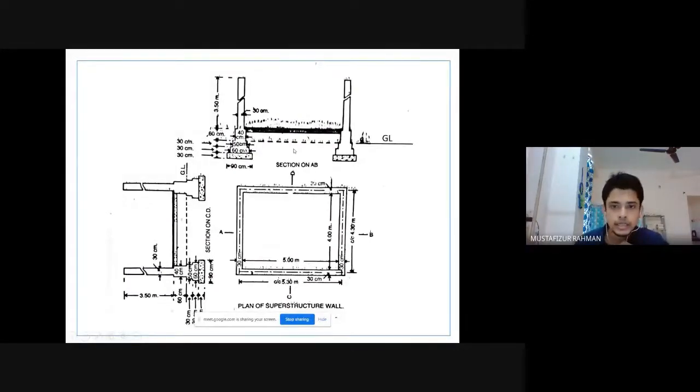This is the plan and sectional view of the drawing. The footings are stepped footings. The dimensions are given to us. From this diagram, we will have to calculate the volume of work. The inside dimension of the room is given, 5 meter by 4 meter.